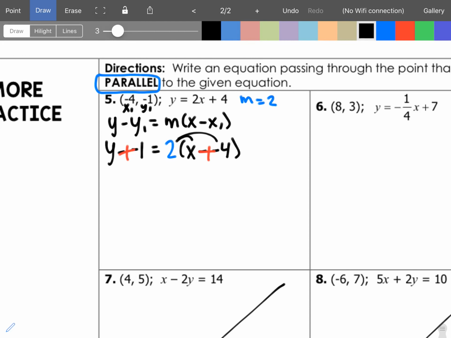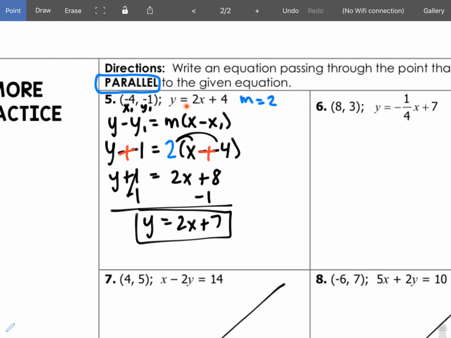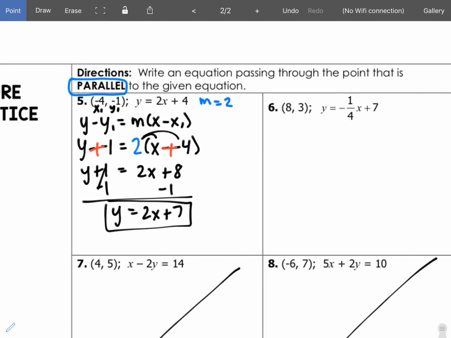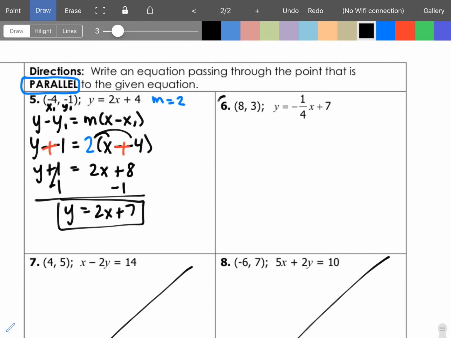So now we have y plus 1 equals 2x plus 8, and then subtract 1 from both sides. 2x plus 7. Are those two parallel? Yes, because this has a slope of 2, this has a slope of 2, those two are parallel. So you try number 6. Raise your hand when you're finished. Okay. So show me.